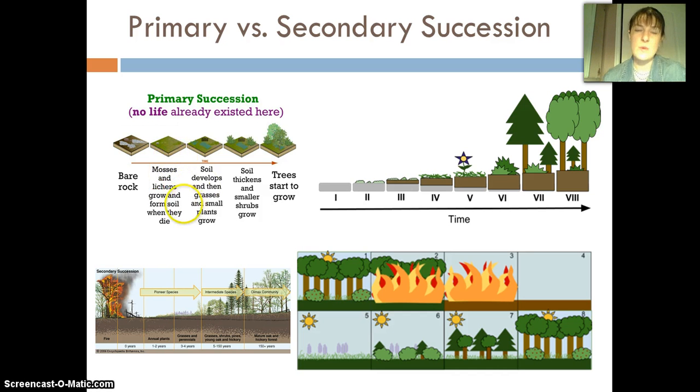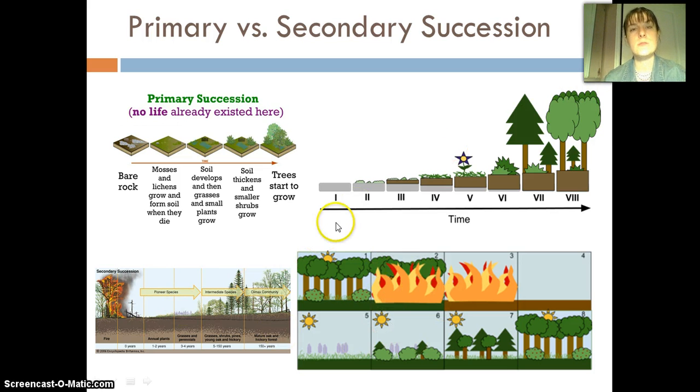Once small amounts of soil have been created, then grasses can come in, ferns can come in, other small plants can come in. As the soil gets thicker and thicker, larger and larger plants can come in. Generally, if we're going through primary succession, we're going to start with smaller plants building up to larger plants, though that pattern doesn't always exist.